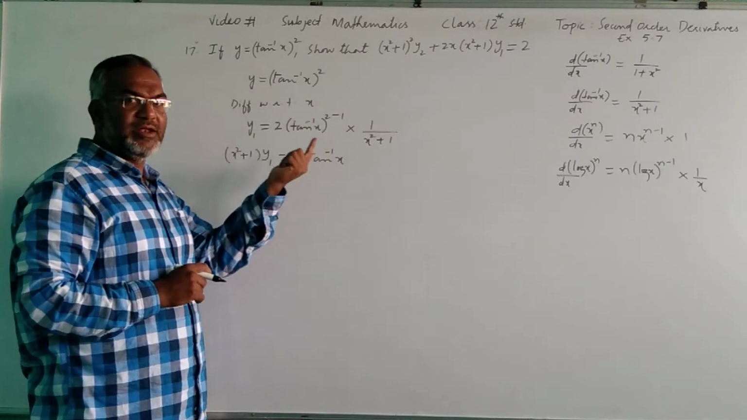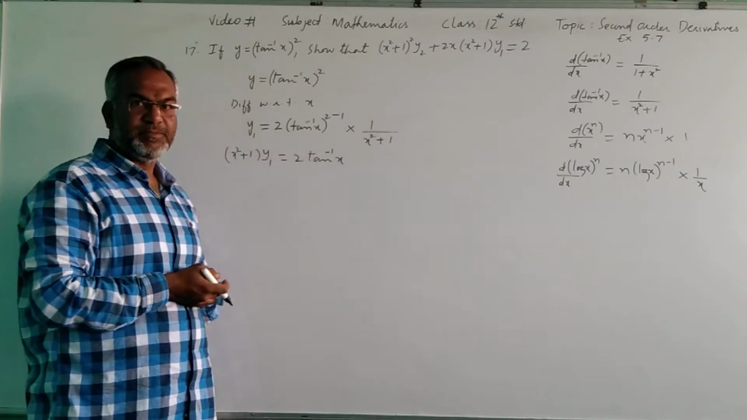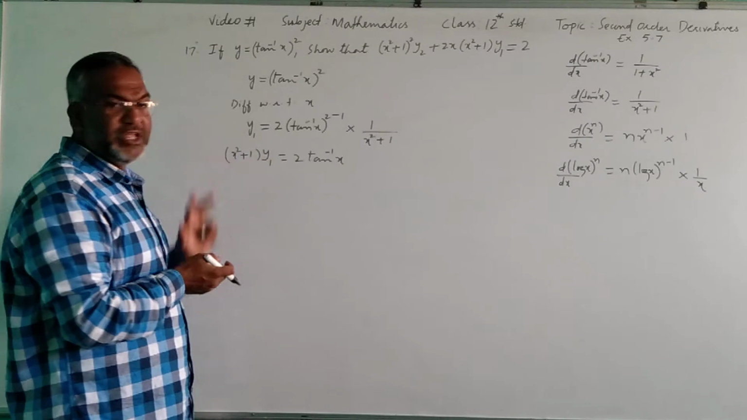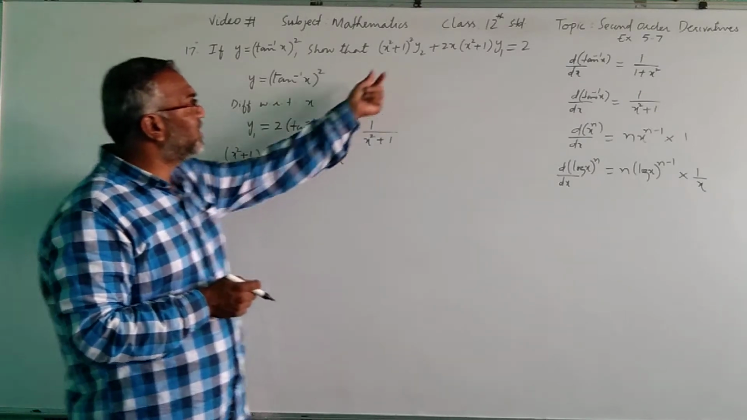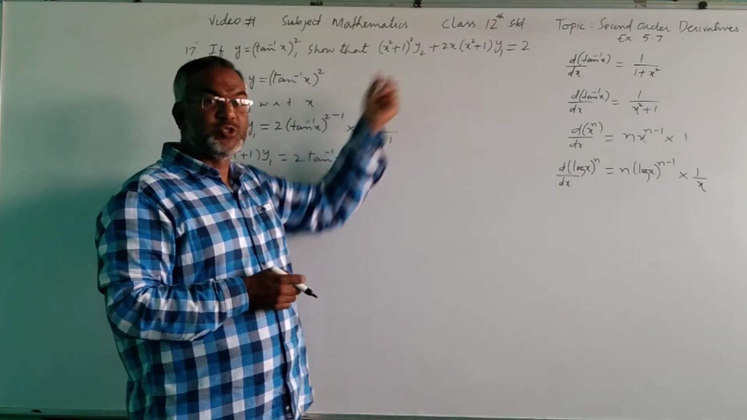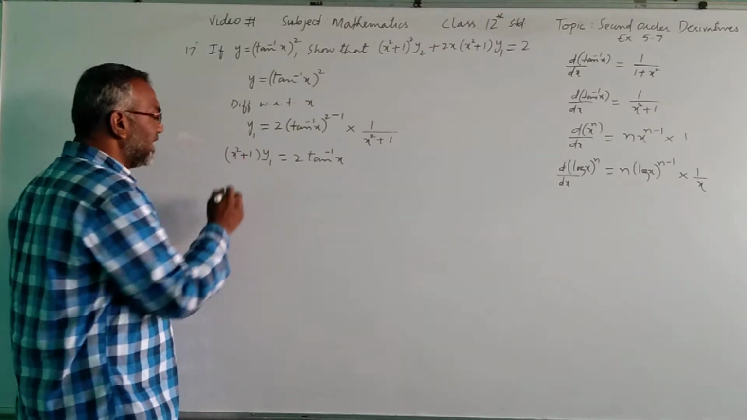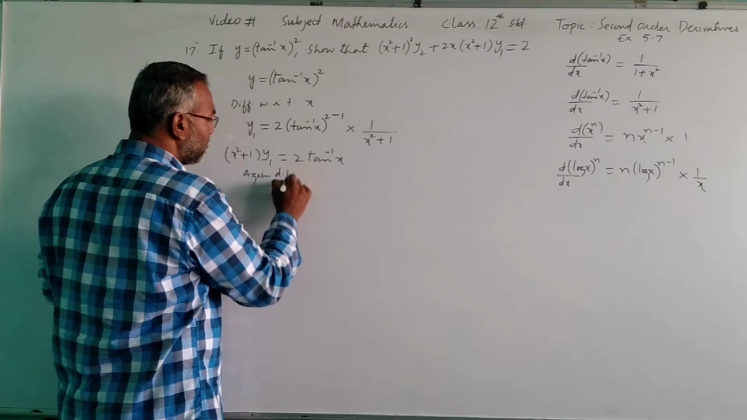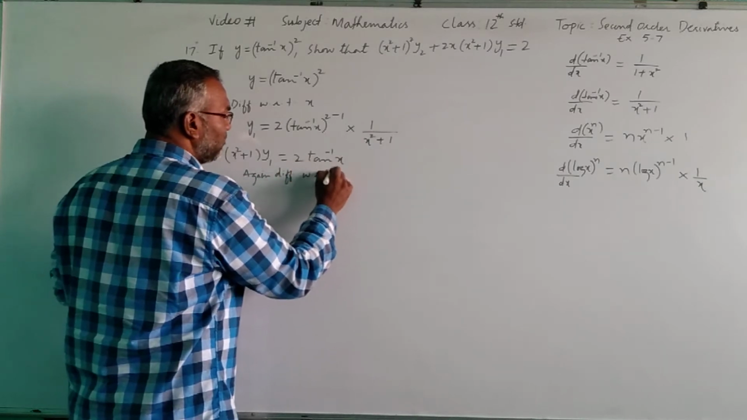2 minus 1 is 1. When power is 1, no need to write. We got this. Now this is the first order derivative. Differentiate this again because we have to get the second order derivative y2. So differentiate again with respect to x.